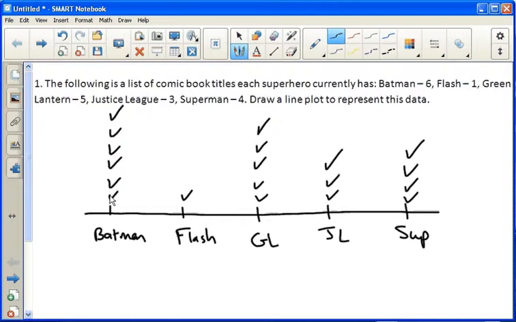So that's how you do a line plot. You put your different categories at the bottom and then use some kind of symbol. You can be creative if you want, or just use standard X's or checks or something like that to indicate how many things are in each category.